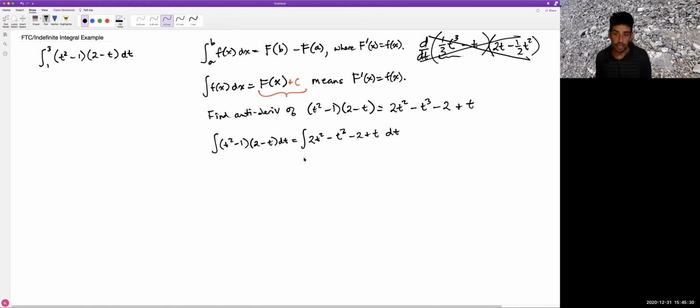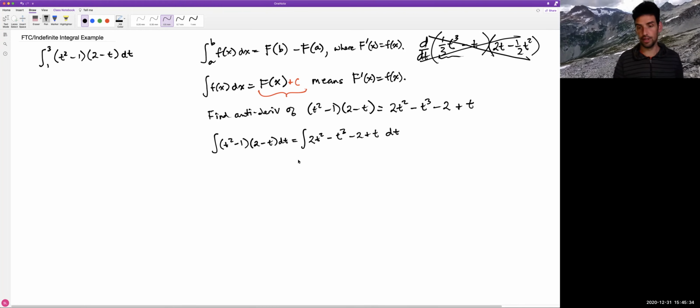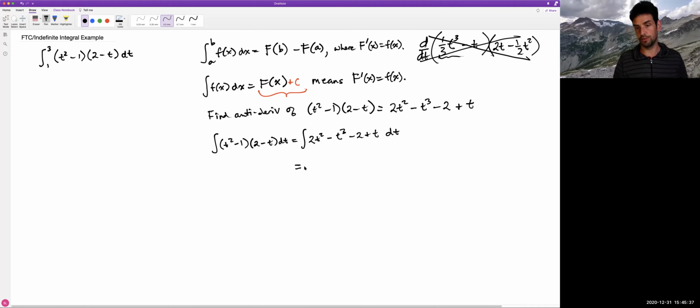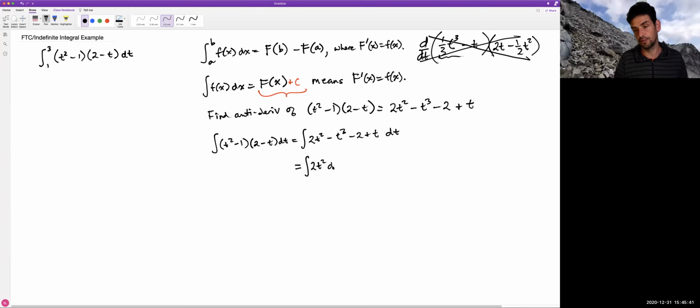Now I'm going to go through this step by step, since this might still be fairly new to us. The first property of integrals I'm going to use is that I can turn this into 4 separate integrals.